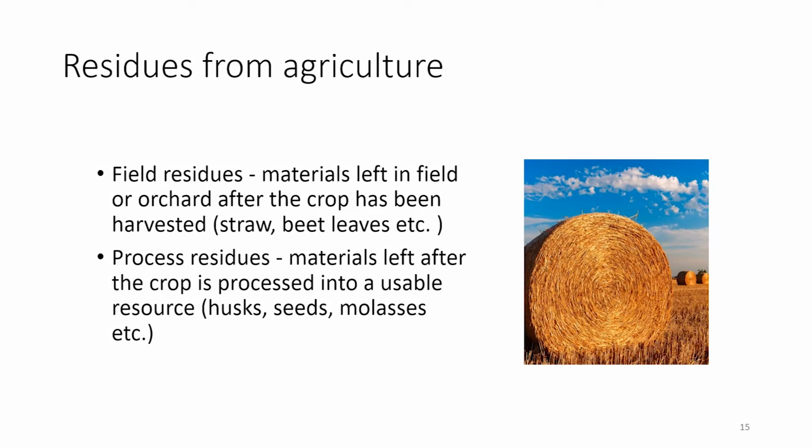If we look at the residues from agriculture, we have 2 types of residues. We have field residues, and this is the material that is left in the field after the crop has been harvested, for example cereal straw and beet leaves. And then it is also processed residues from the agro-industry. So it is materials left after the crop is processed into a more usable resource. It can be husks, seeds, beet fiber, and molasses.